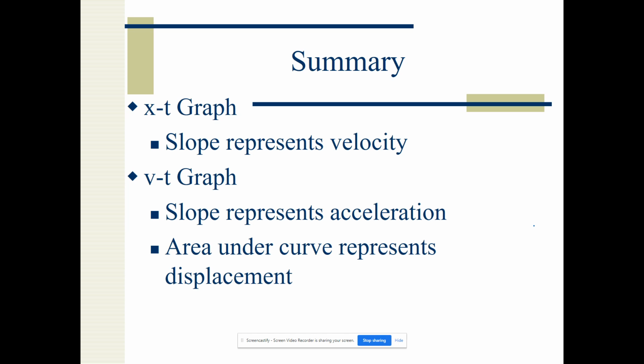The VT graph represents acceleration. When we plot velocity versus time, okay, we are looking at the acceleration. And any slope represents an acceleration, either with the velocity in the positive direction or in the opposite direction of the velocity in the negative direction. You can find the displacement if you find the area under the curve.